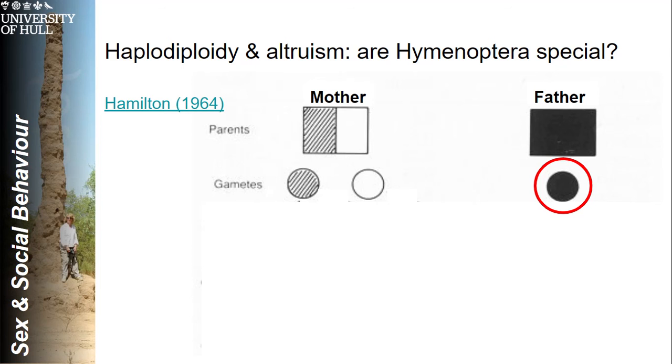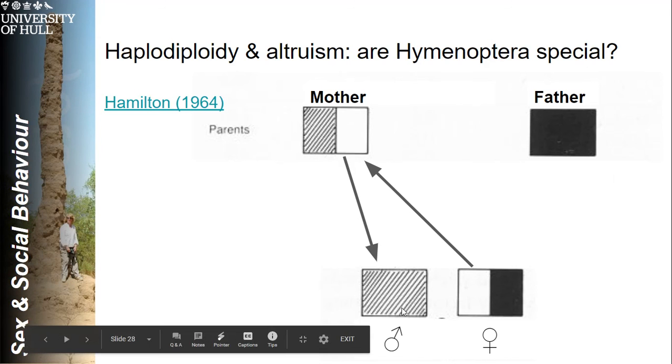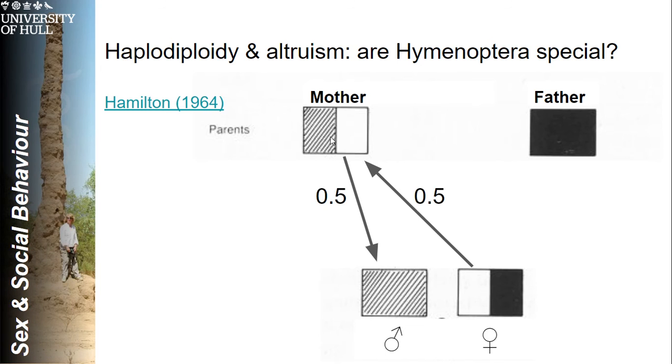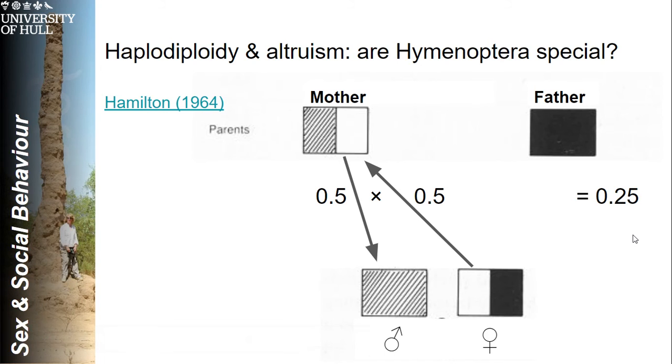Okay, so hold that in your head, and we will consider the relatedness between a female worker and her brothers. So she is 50% related to her mother, who is 50% related to her son. And there's no relationship whatsoever through the father. So a given worker is 0.25 related to her brothers.